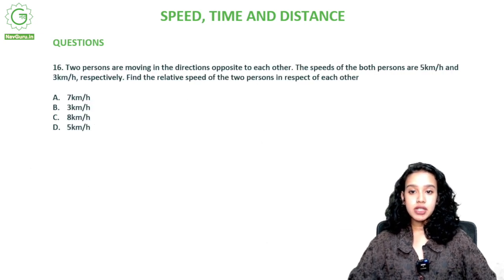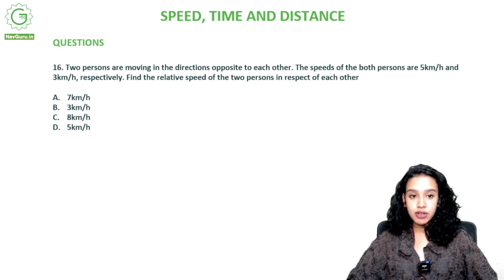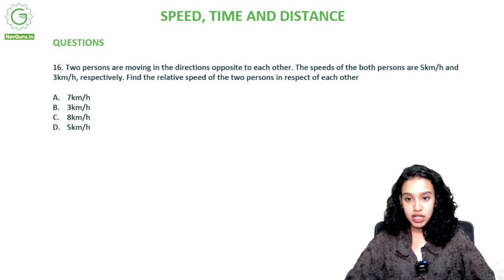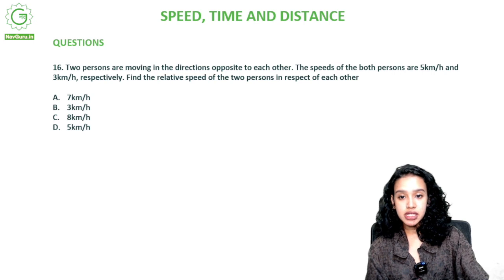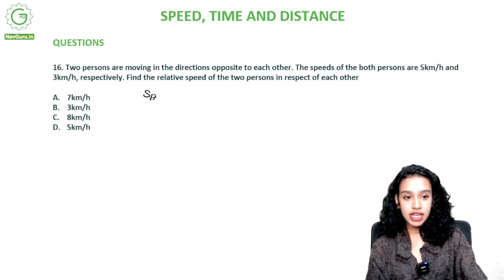Now, two persons are moving in directions opposite to each other. The speeds of both persons are 5 km per hour and 3 km per hour respectively. Find the relative speed of the two persons with respect to each other, right? So we have person A with a speed of A equal to 5 km per hour and the speed of B equal to 3 km per hour.